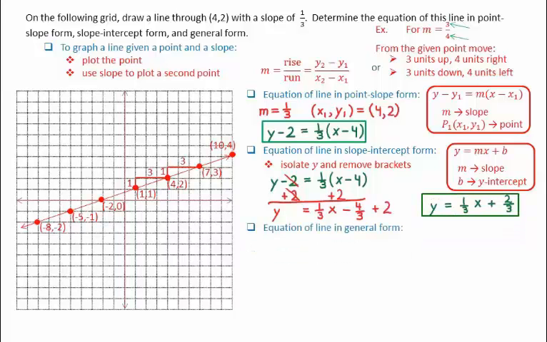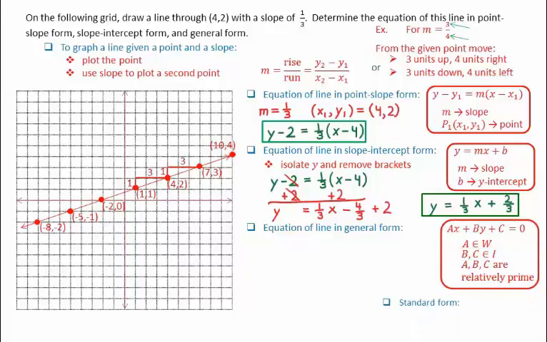Finally, for the equation in general form. For general form, the equation will be ax plus by plus c equals 0. Here, a is an element of the set of whole numbers, as a should not be negative. Both b and c should be integers. a, b, and c should be relatively prime. This means that they can have no common factors other than the number 1.